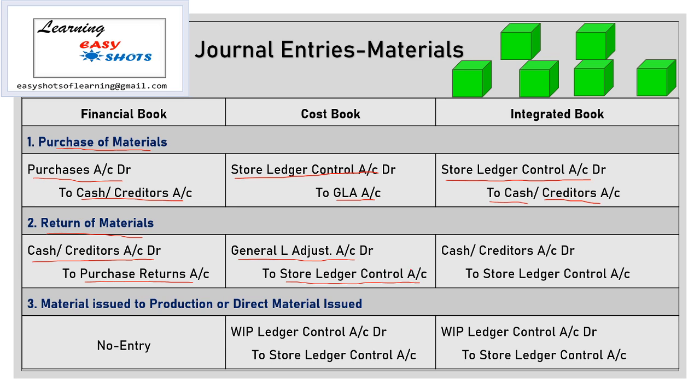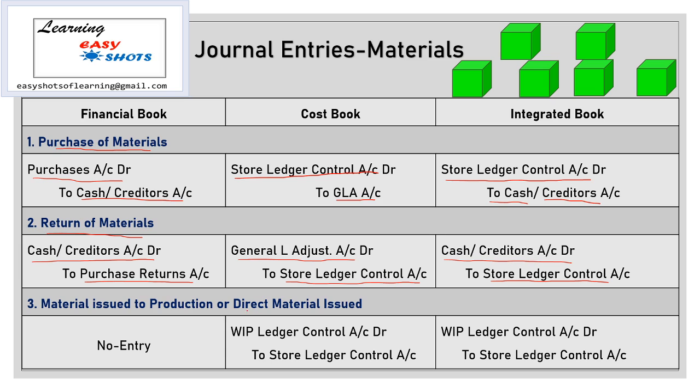But in integrated books, in place of GLA account we use cash or creditors account debit to stores ledger control account in case of return of material to the supplier. Now in our next transaction, where the material is issued from the store department to different departments, these are internal transactions and they are not recorded in the financial books; they are recorded in the cost books or integrated books.